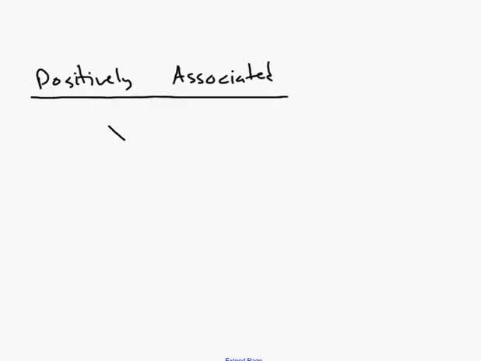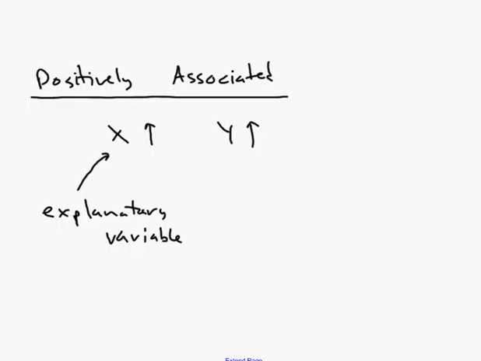that implies as x goes up, y goes up. Now, as I mentioned earlier in class, often the x variable is called the explanatory variable. Okay, and this is the variable that we think might be having an effect on the y variable, which we discussed in class is called the response variable.